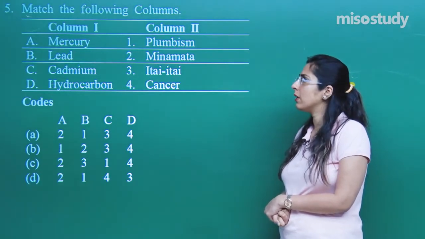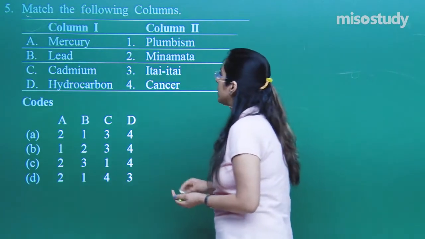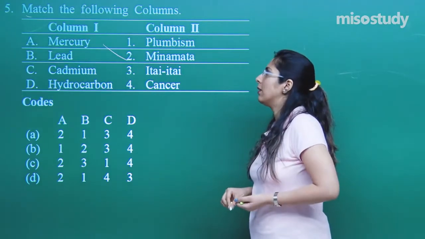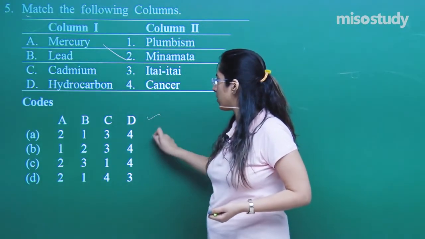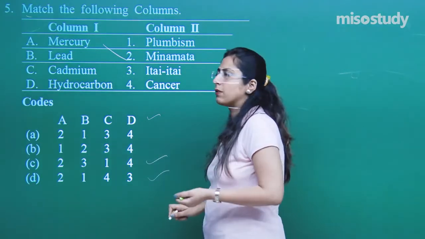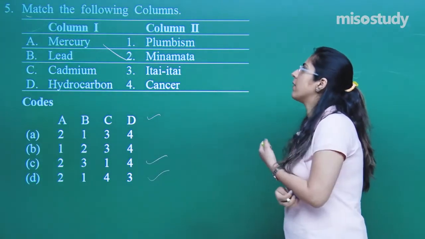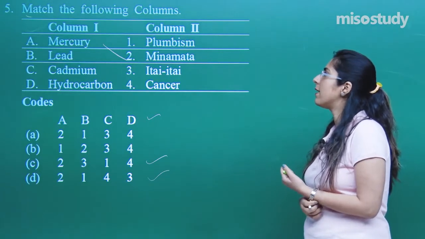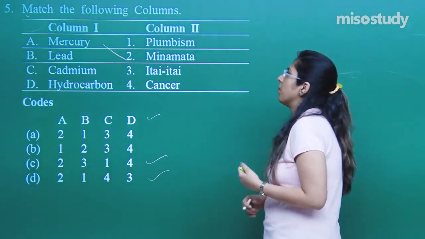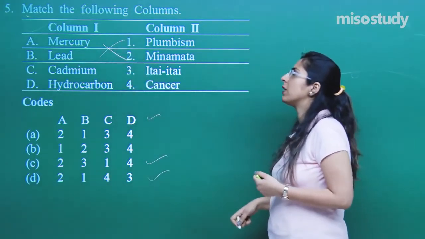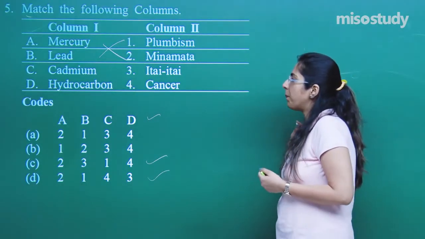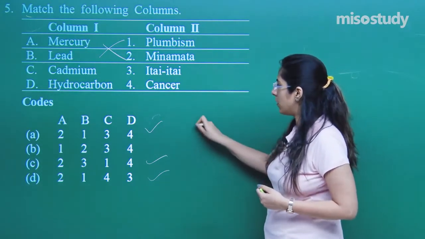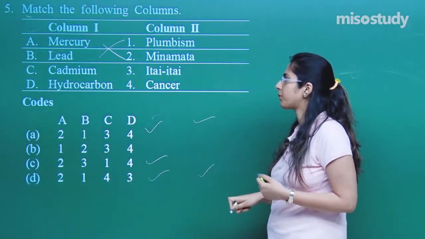First, let's talk about mercury. Mercury causes Minamata disease. So, for mercury, the correct option is option 2. Next we have lead. Lead is a major problem we are facing today, and lead accumulation causes plumbism. The disease associated with lead is called plumbism.